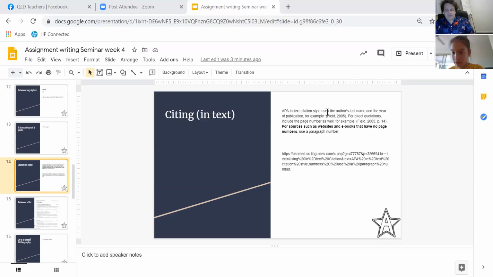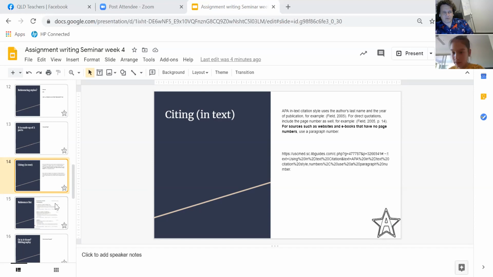Instead, if you can't find page numbers, use a paragraph number. If you can't find the author's name, should you use the reference? Definitely not. So Harvard is very similar to APA in the in-text referencing.